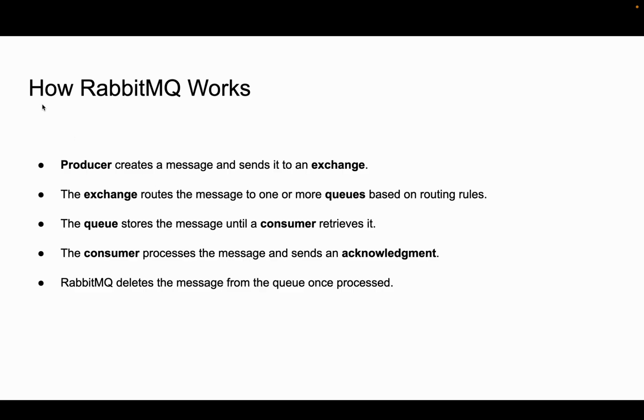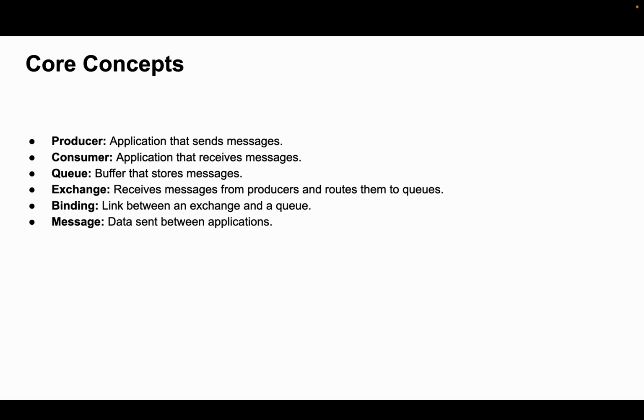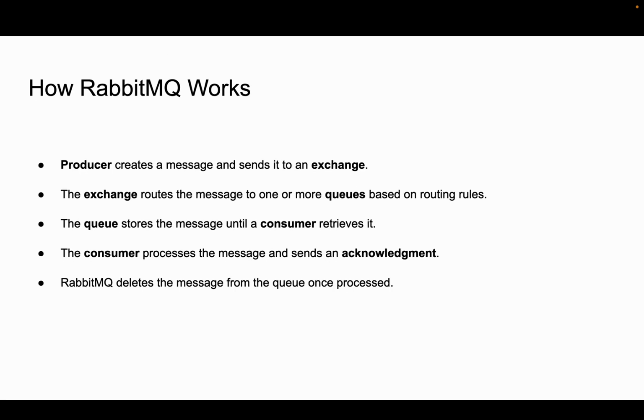So now let us try to understand how RabbitMQ works. The producer creates a message and sends it to an exchange. Yes, this is what we have learned in the definition. Then the exchange routes the message to one or more queues based on the routing rules. I will explain what different types of routing rules RabbitMQ provides.